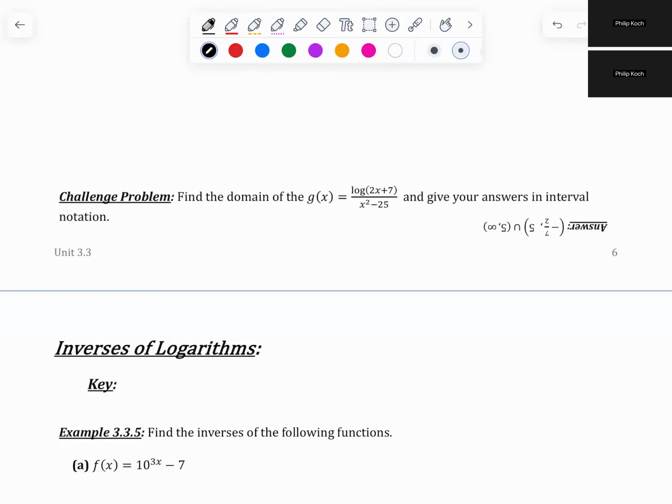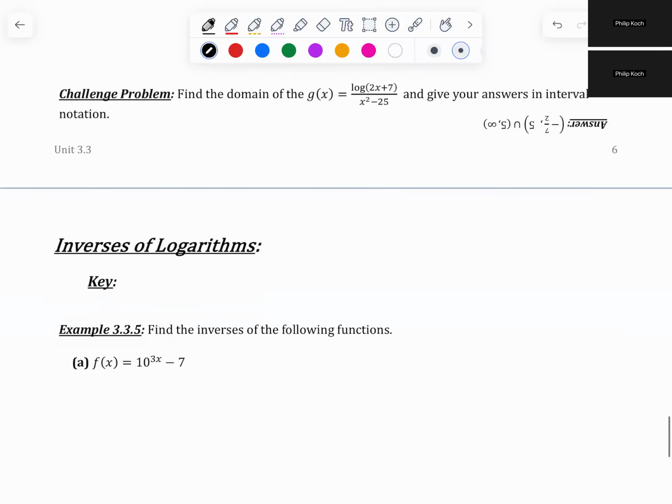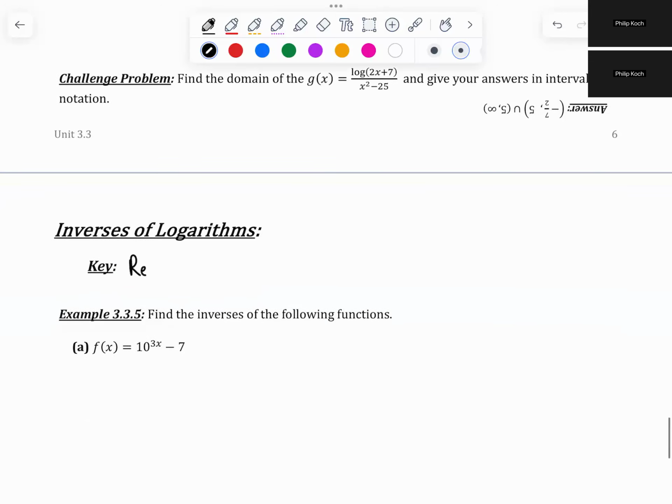Could be, never know. Okay, so we can find inverses. So now that we know about the connection between logarithms and inverses, we can find inverse functions, logarithms and exponentials, excuse me. And so the key is the remembering trick.